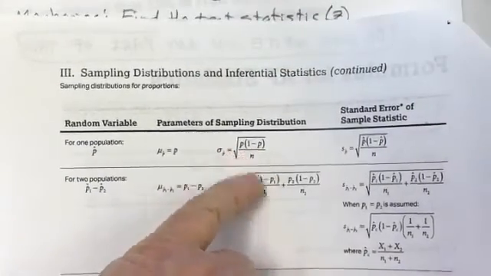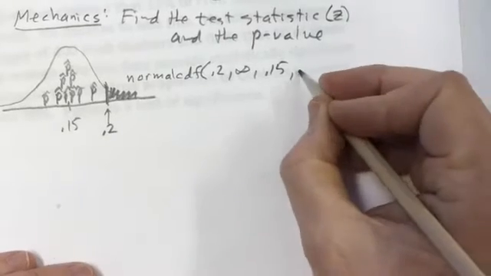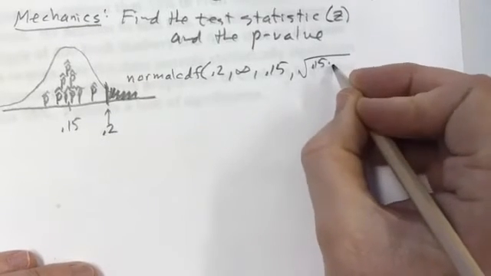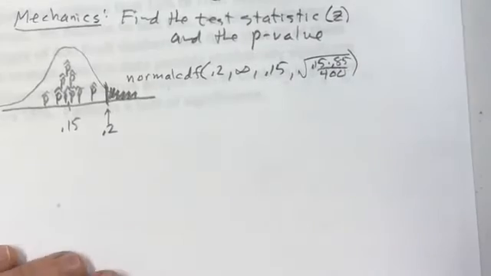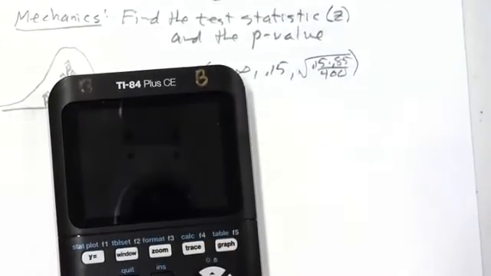Okay, P naught. And so it is going to be the square root of 0.15 times 0.85 over 400. And so let's find that guy.